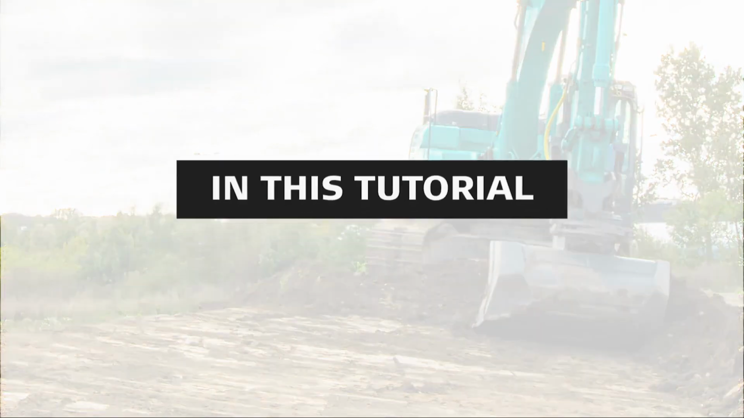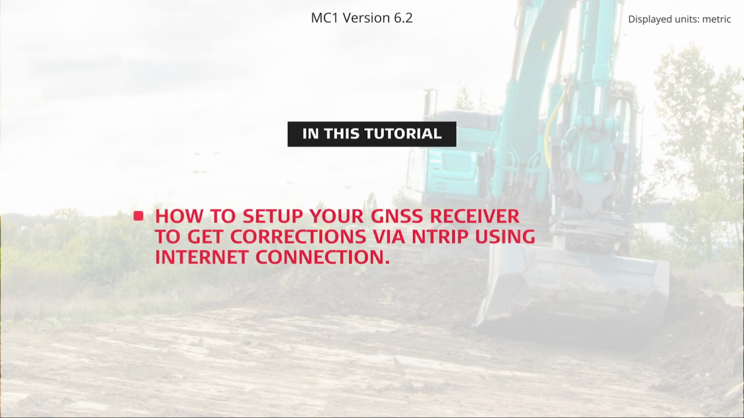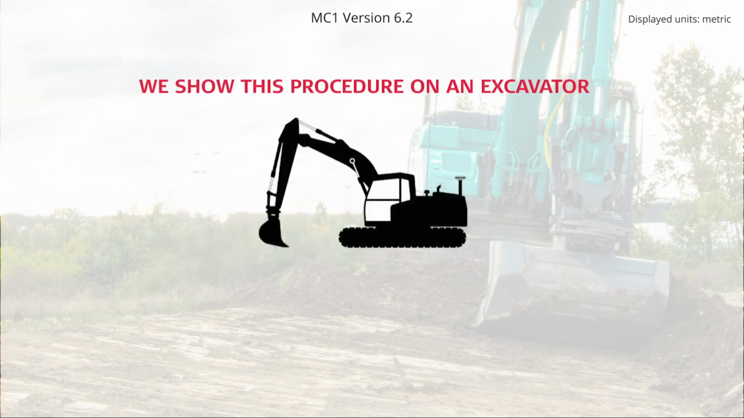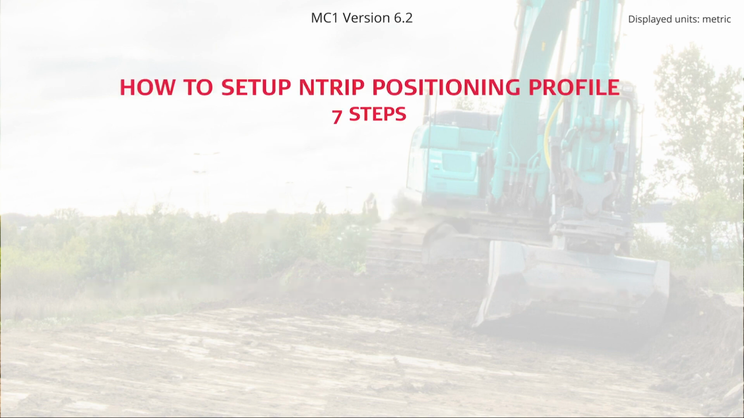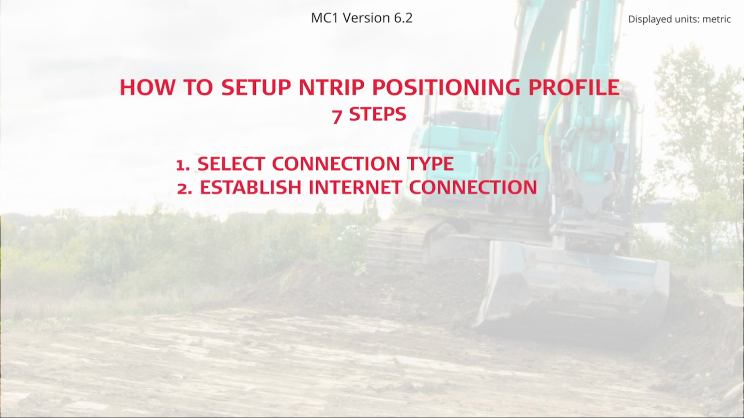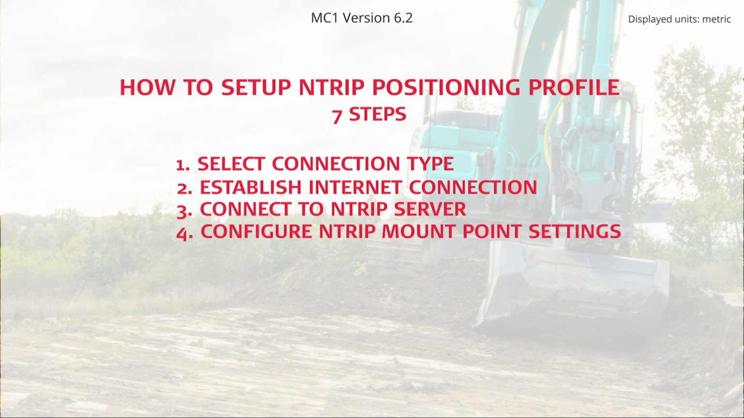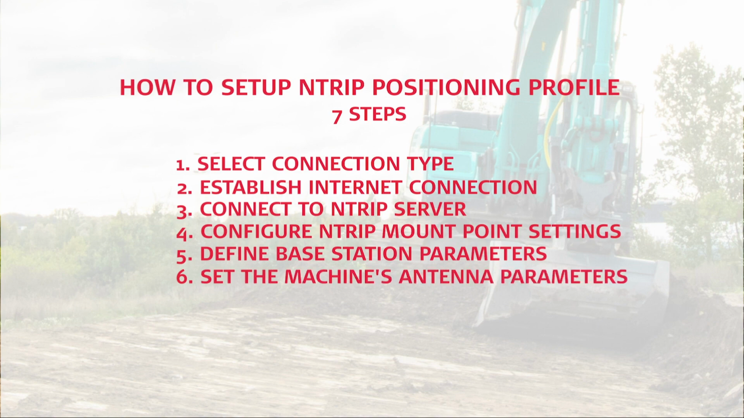Hi, in this video, you will learn how to set up your GNSS receiver to get corrections via NTRIP using internet connection. We show this procedure on an excavator, but the process is the same on all MC1 solutions. There are 7 steps. Select connection type, establish internet connection, connect to NTRIP server, configure NTRIP mount point settings, define the base station parameters, set the machine's antenna parameters, and final check.